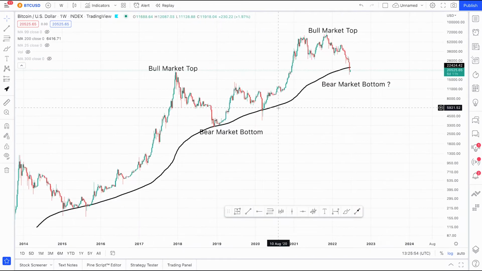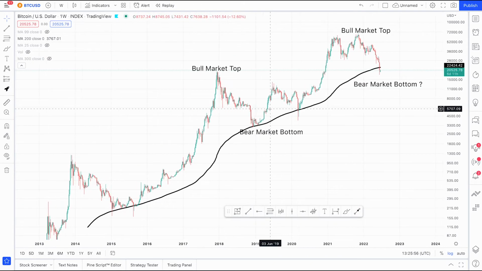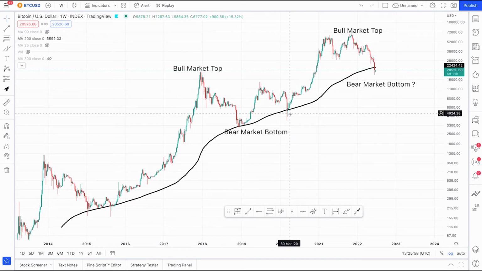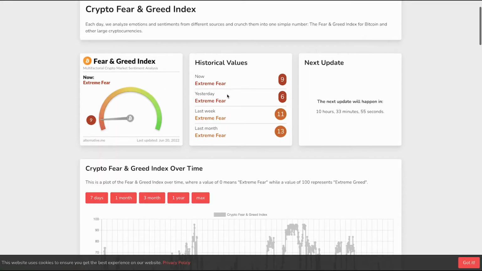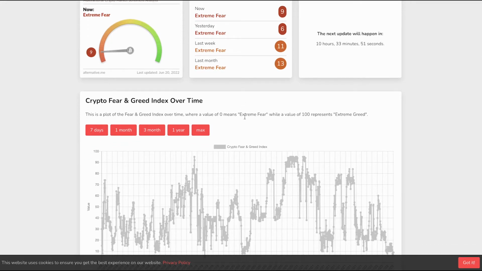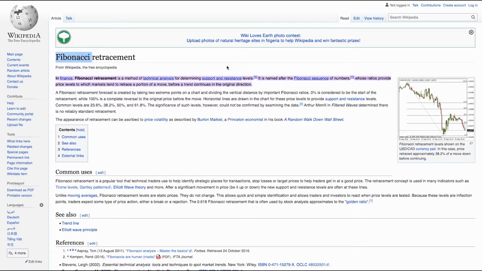Some other people use the moving average. History has shown that anytime Bitcoin comes to its 200-week moving average, that's the bottom, the bottom is in. Some other people use sentiment in the market. When there's extreme fear in the market, prolonged extreme fear, that's where they actually think the bottom is in. In this video, we'll be using the Fibonacci Retracement tool.